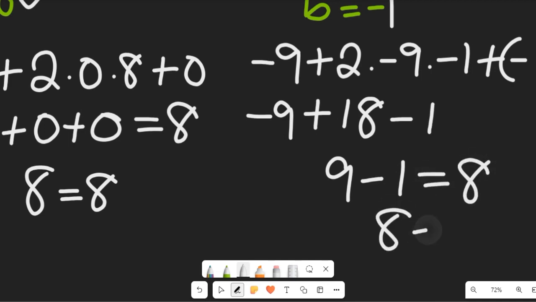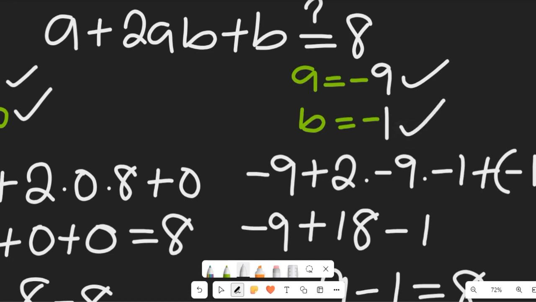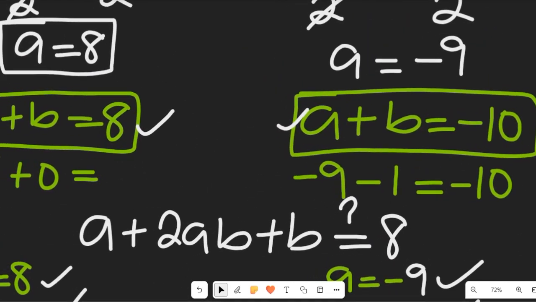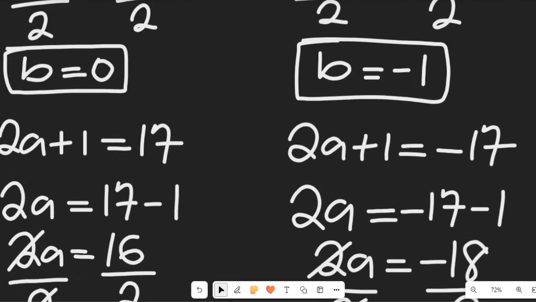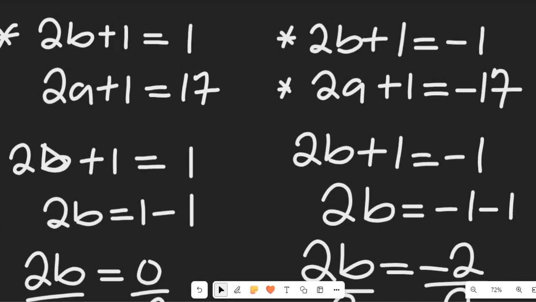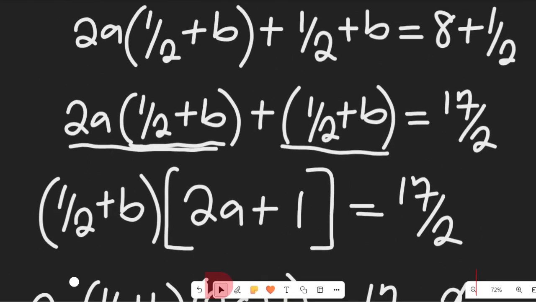So 8 is equal to 8, which tells us that a equal to negative 9 and b equal to negative 1 is also correct. So what does that tell us? That the values we got for a plus b, which are 8 and negative 10, are absolutely the right solution to that mathematics expression given to us above.